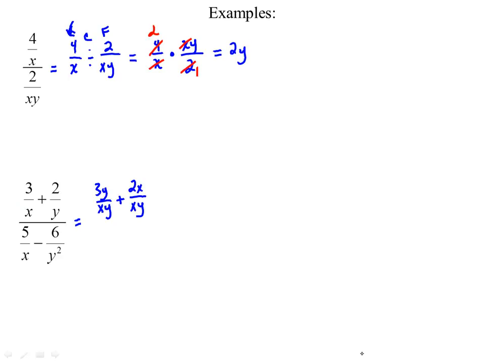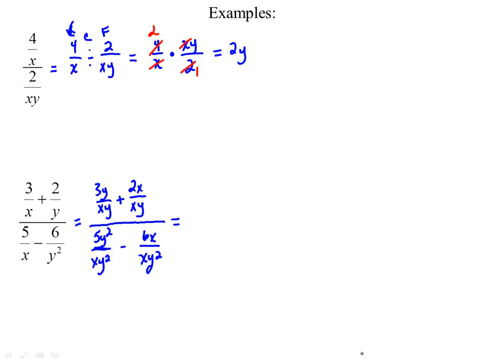with the common denominator. Now, let's deal with the denominator. What is the common denominator for those bottom two fractions? Good job. xy squared. So the left side numerator is going to turn into 5y squared. And the right side numerator is going to turn into 6x.